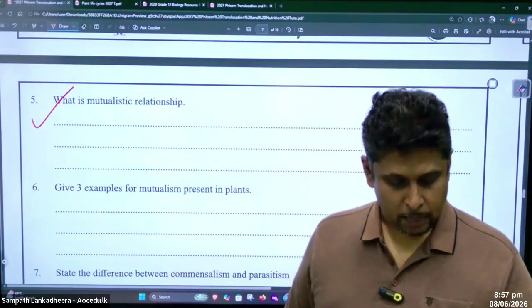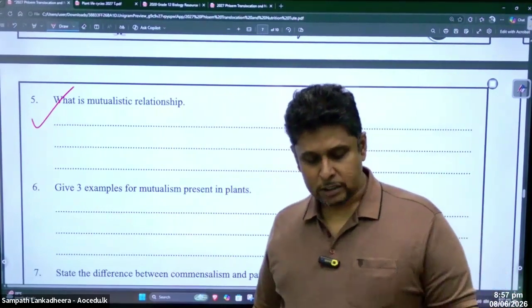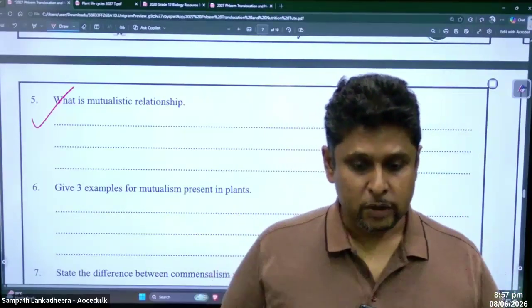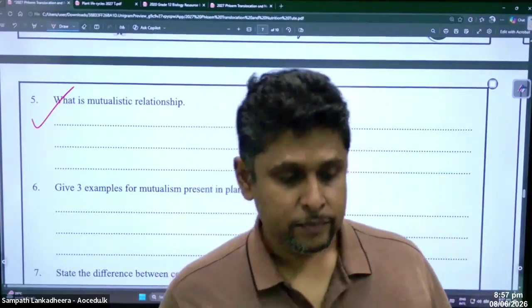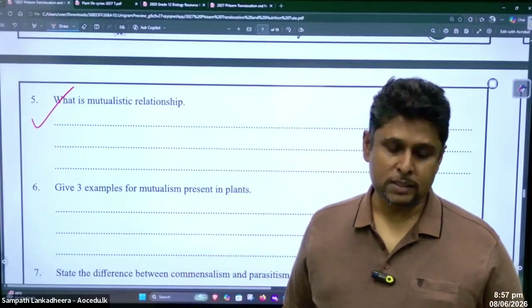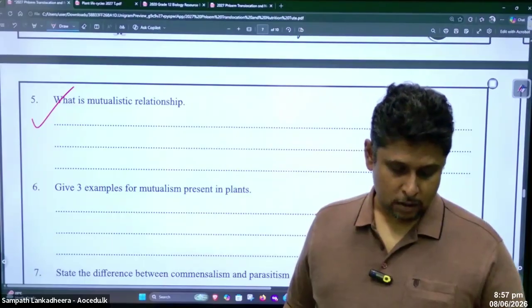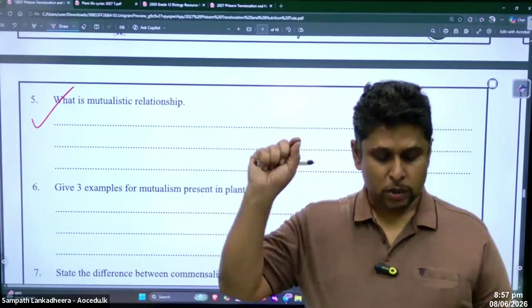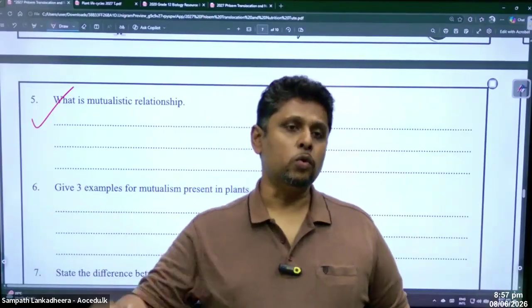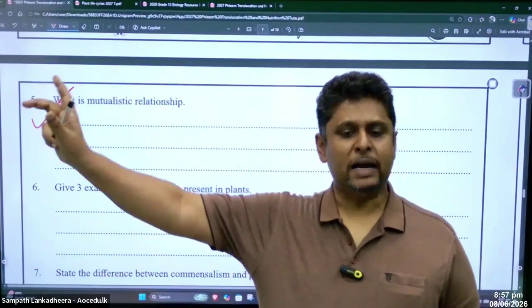Question number 6. Give 3 examples for mutualism present in plants. But you can write, people, legume root nodules with nitrogen fixing bacteria. Legume root nodules with rhizobium bacteria.